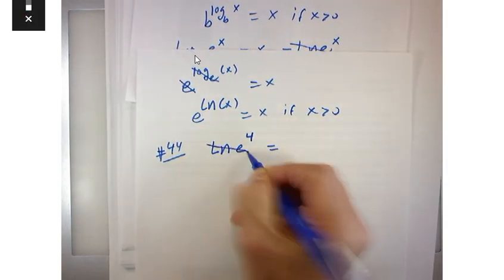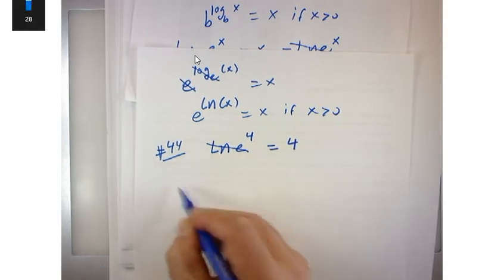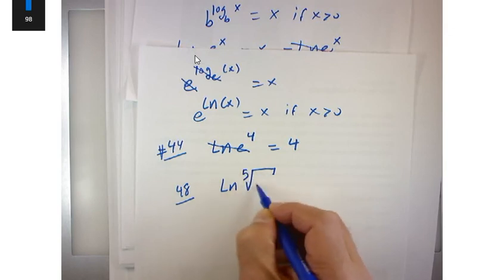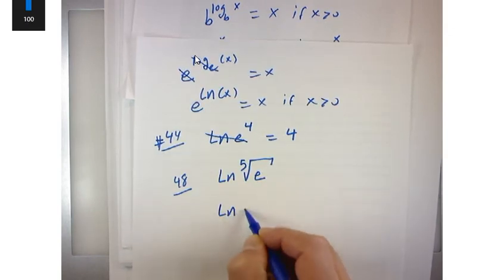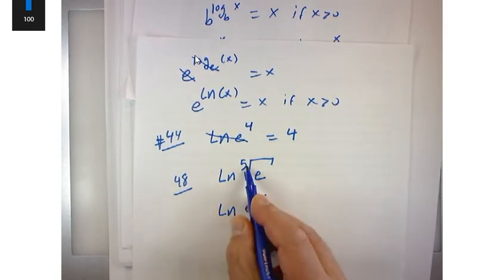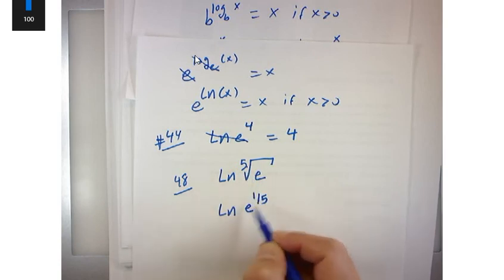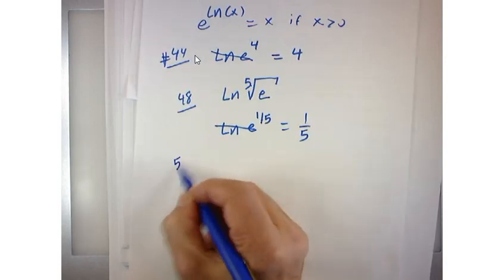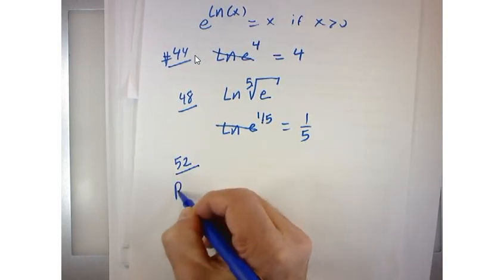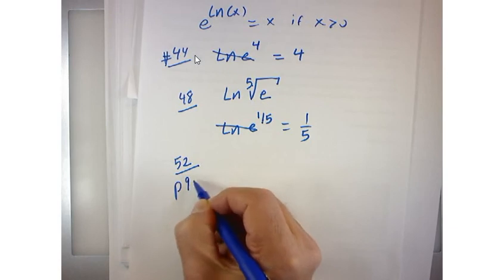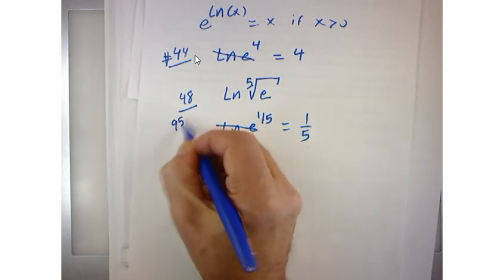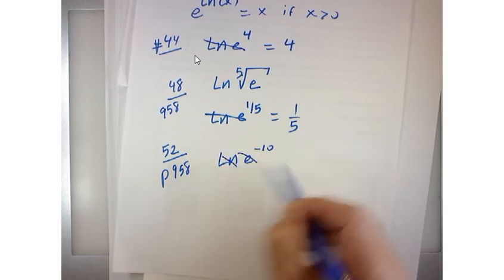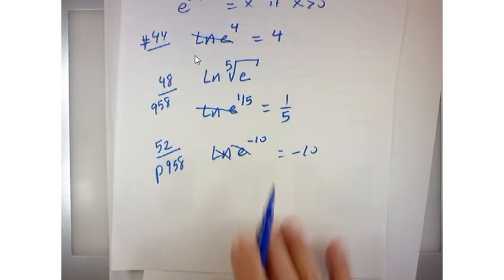So what is ln of e to the 4? Again, these cancel each other out and you get 4. Number 48. What's ln of the fifth root of e? Again, we write this as a power. Fifth root is the same thing as a power of 1/5. ln and e cancel out and you get 1/5. 52. And again, all these are page 958. What is ln of e to the negative 10? Again, it's negative 10 because ln has base e.